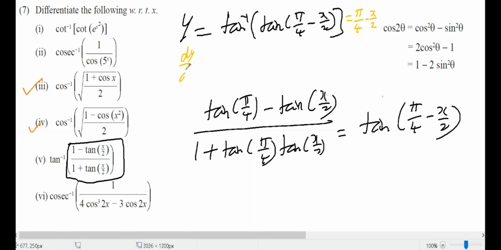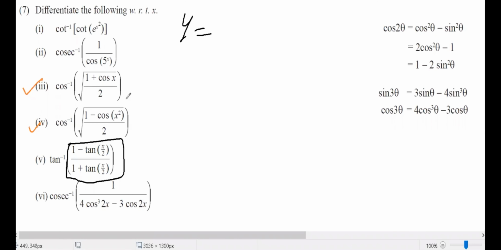Then I am going to differentiate y with respect to x. Pi by 4 is a constant, so I will get 0 as the answer, and I need to find the derivative of minus x by 2, which is nothing but minus 1 by 2. So this is the answer. Correct?